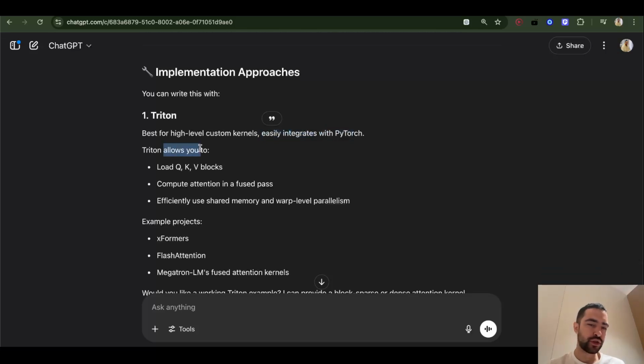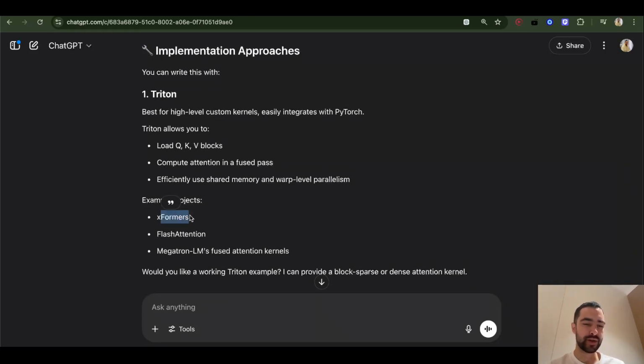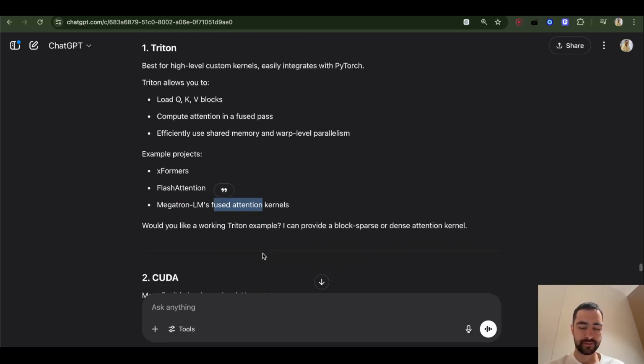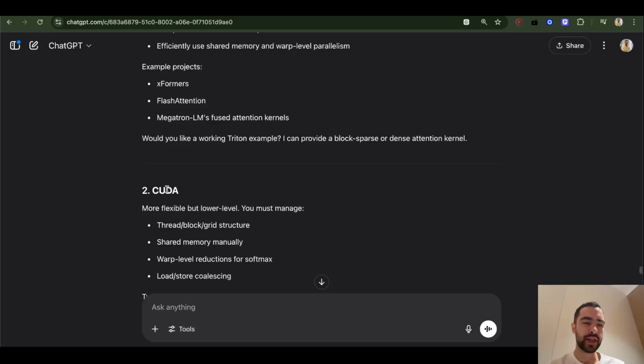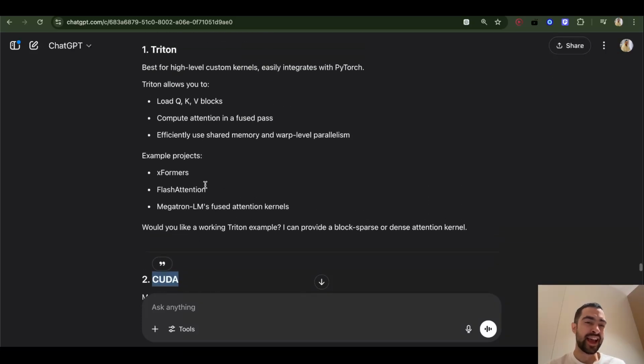So Triton allows you to load query, key, value blocks, compute attention in a fused pass, and efficiently use shared memory and warp level parallelism. Example projects are xFormers, Flash Attention, Megatron, and vLLM's fused attention kernels. Triton is simpler to use than CUDA, which is more low level. I've heard Triton is a little bit less performant, so you want to do everything in Triton, especially when you are testing and experimenting.